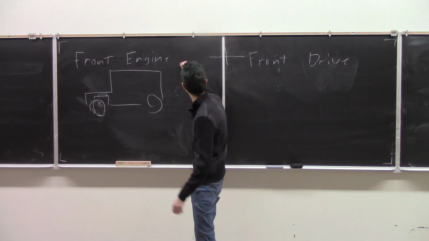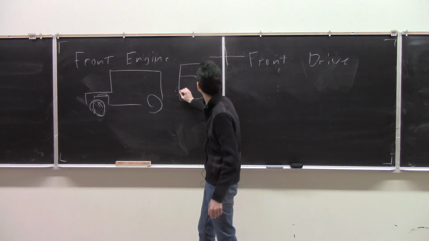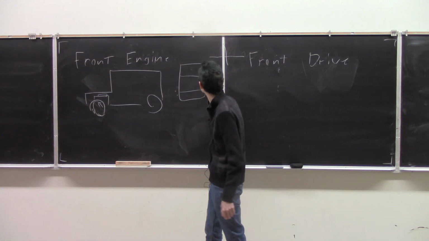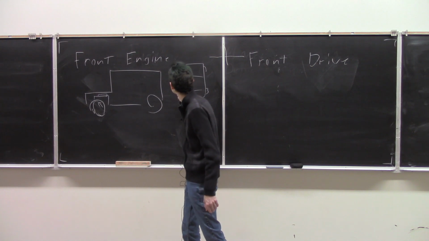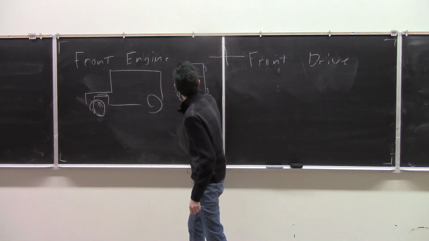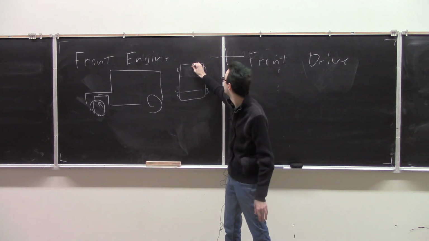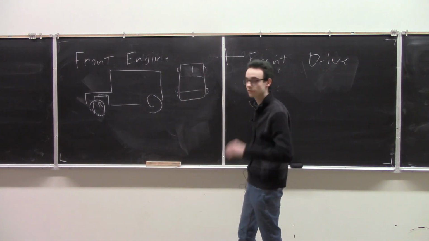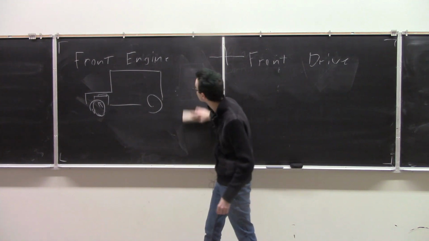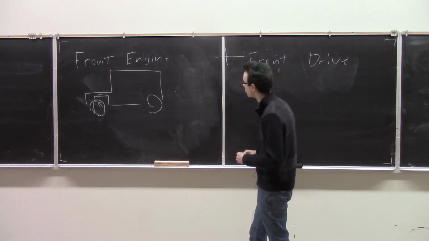Let's draw the top of a car real quick. Here are the wheels. Transverse means the engine is mounted like that. Longitudinal means the engine is mounted like that. The main differences we'll come into later. But for now, what's important is that front engine, front drive works like this.